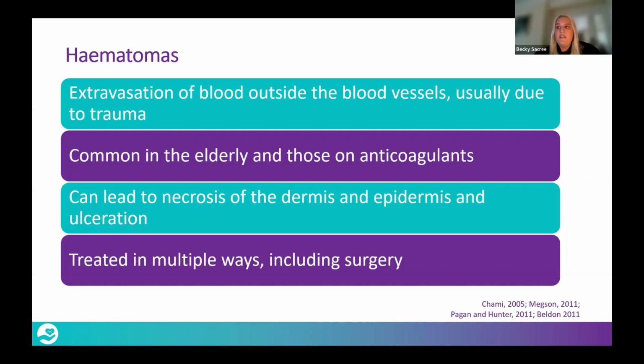We in tissue viability are not often aware of these patients until after the wound has begun to ulcerate, or once the haematoma has been surgically evacuated by the orthopaedic team, with the orthopaedic team requesting tissue viability advice.